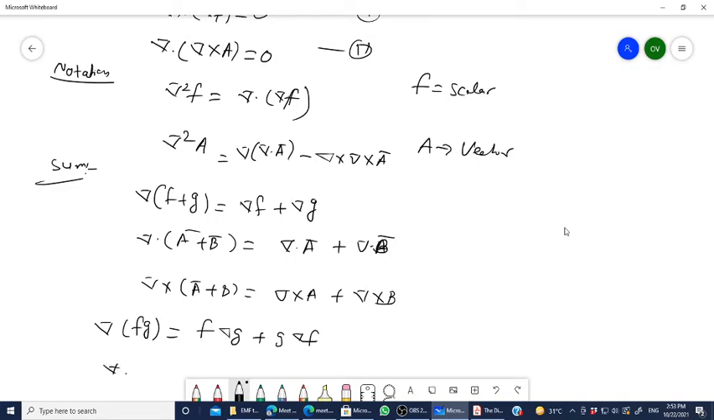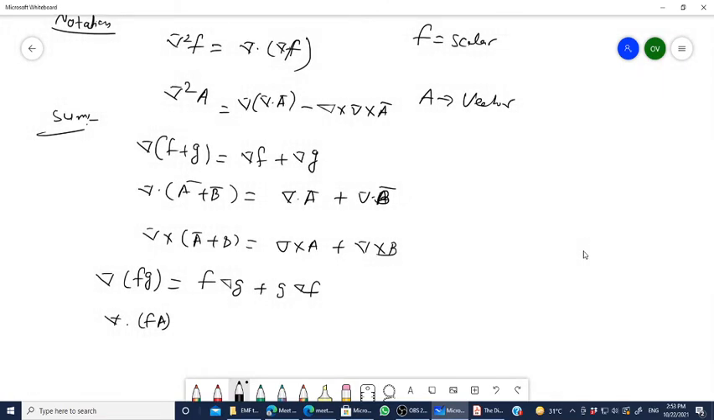Gradient divergence of f A, where f is the scalar function and A is the vector function. So A is a vector, capital A, and f is a smaller scalar. So you can simply write it like that. Okay. If we take the cross product of the same function, then we can apply it like that.